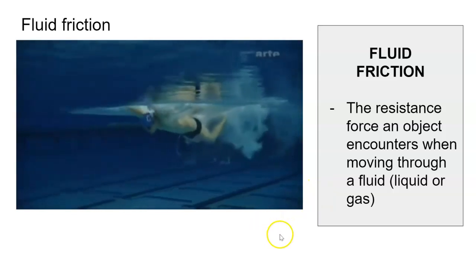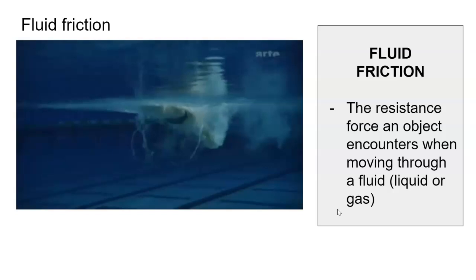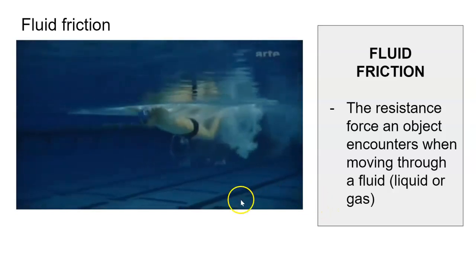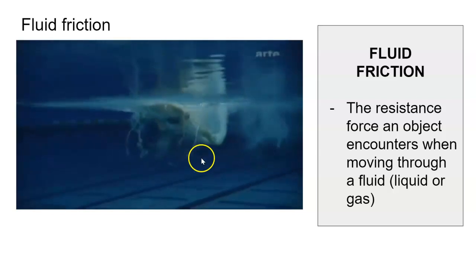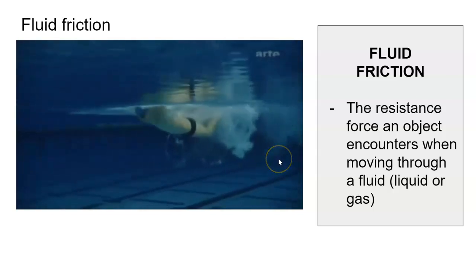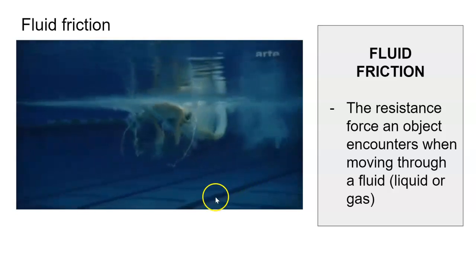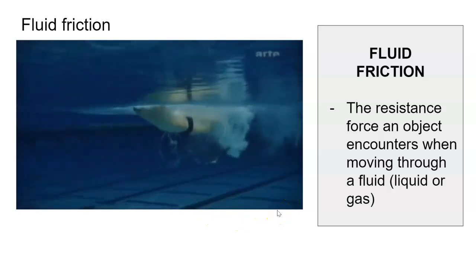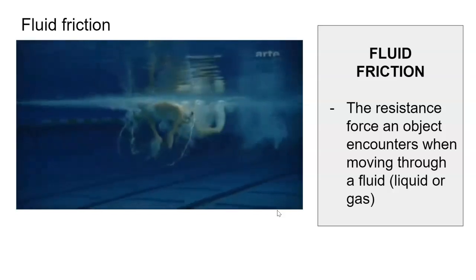So in this animation, we see Michael Phelps, the world-class swimmer, and as he does this swim stroke, we see that resistance, all those bubbles, as his hands and legs and body try to move through the water. He's able to move through the water because of the fluid friction. He's pushing against the water, and the water is resisting him, pushing back against him.